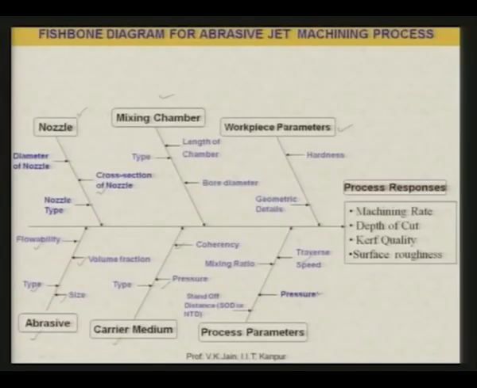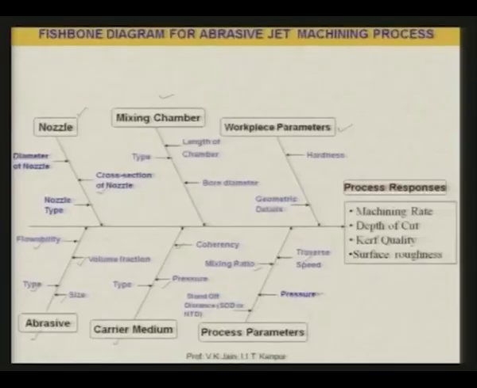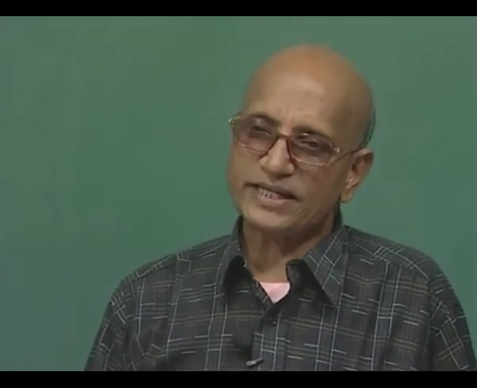Then the pressure with which the jet is coming out will decide the velocity of the jet. That means it will decide the kinetic energy, half m v square. Then the mixing ratio will give you how much volume of abrasive is there in the abrasive air jet, and what is the stand off distance. We have already seen it is an important parameter which will decide the shape and size of the cavity, as we will see in the following slides.